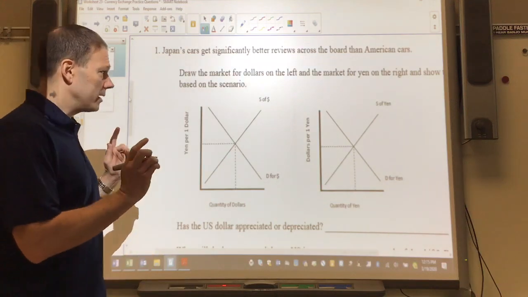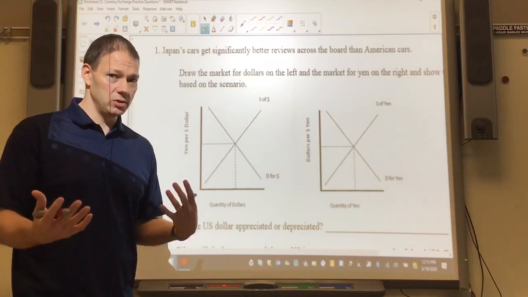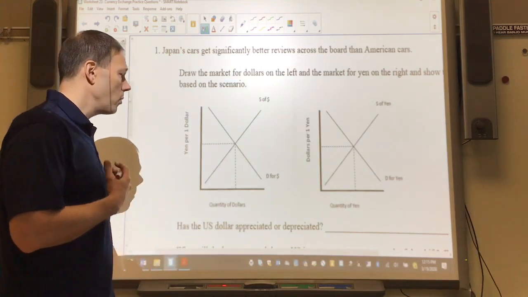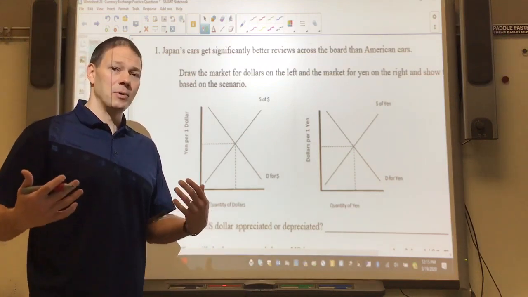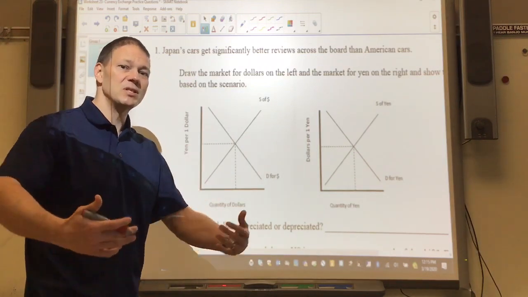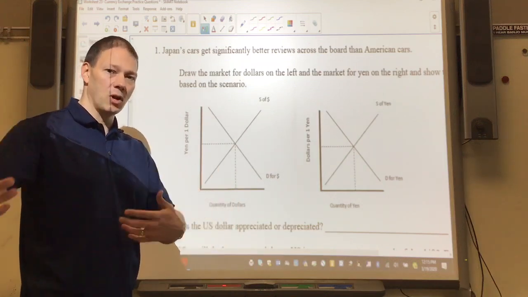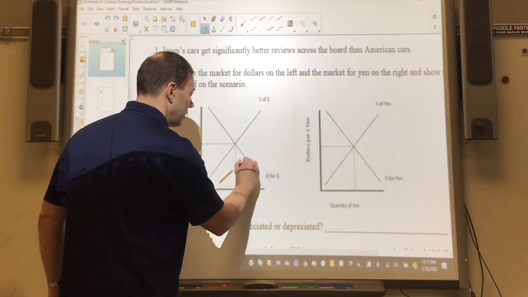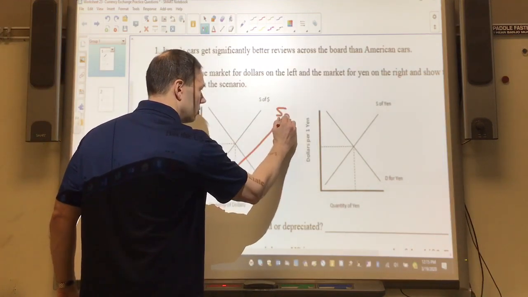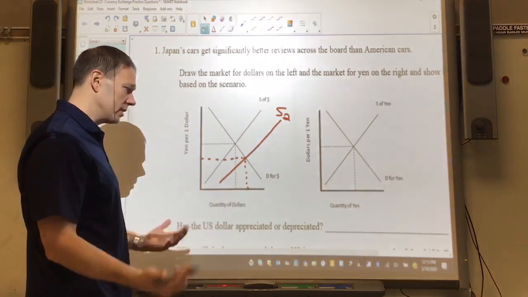So again, two ways you can look at this. Whichever one makes more sense to you, supply or demand. So one way of looking at it would be to say, well, if we're going to buy a lot of Japanese cars, we have to send a lot of our dollars out into the world because we're buying things from other countries. If you look at it from that perspective, you can say that's going to increase the supply of dollars, and you draw your lines, of course. All right, so that's one option.